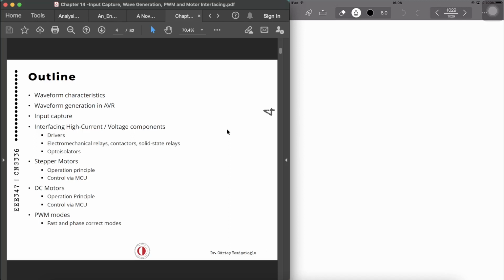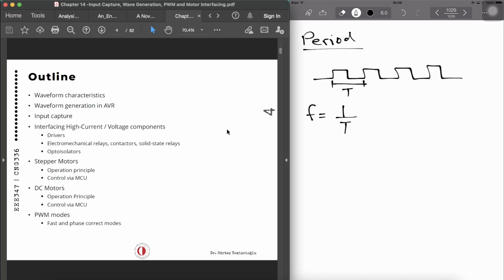Okay, so if we start with the waveform characteristics, the first thing that we need to review, you all know this, but let's just review it. When we talk about period, what is period? When we have a train of pulses for the clock, for example, the period is from one rising edge to the other one. That defines our period. And the frequency is 1 over period. This is one thing that we need to remember.